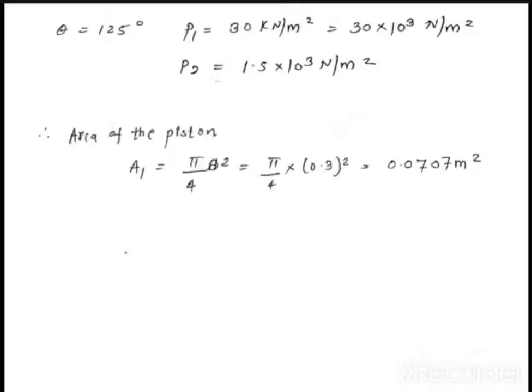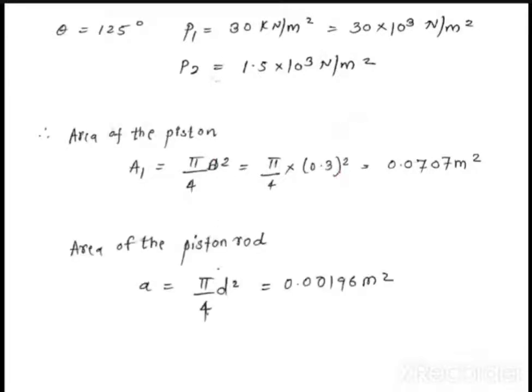Okay. Now, in this case, they have given you the capital D and the small d. So how will we start? First of all, find the area of the piston. Area of the piston is equal to pi by 4 capital D square. Okay. Similarly, area of the piston rod. Now they have given you the diameter of the piston rod also.